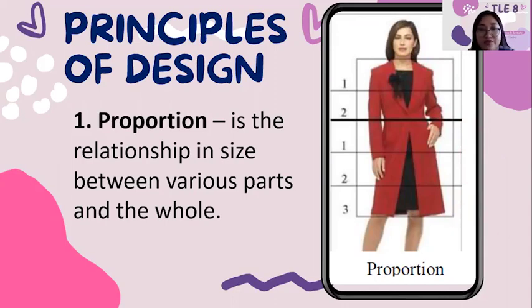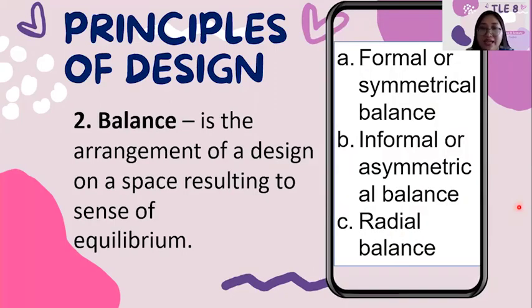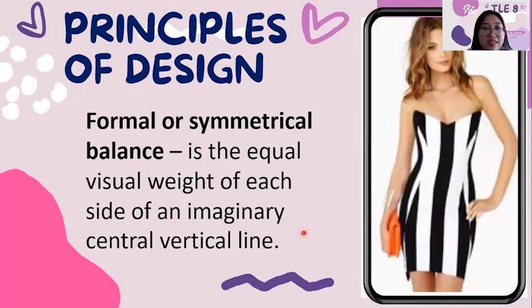The second principle of design is balance. It is the arrangement of design on a space resulting to a sense of equilibrium. There are three types of balance. We have the formal or the symmetrical balance, informal or asymmetrical balance, and the radial balance. Let's discuss the formal or the symmetrical balance.